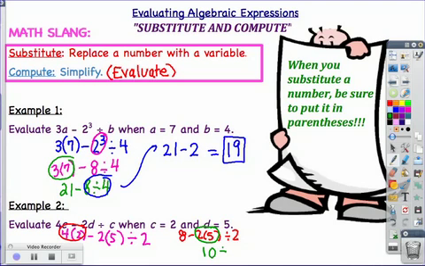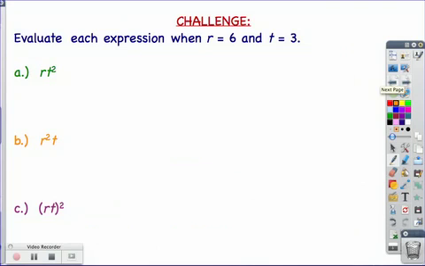Try these challenge questions on your own. Pause the screen as you work and resume when you're ready. r t squared. Well, r is 6, and the only thing being squared is t, because r and t are not in parentheses together. So following order of operations, I would do 3 squared first, which is 9, and then multiply it by 6 to get 54.